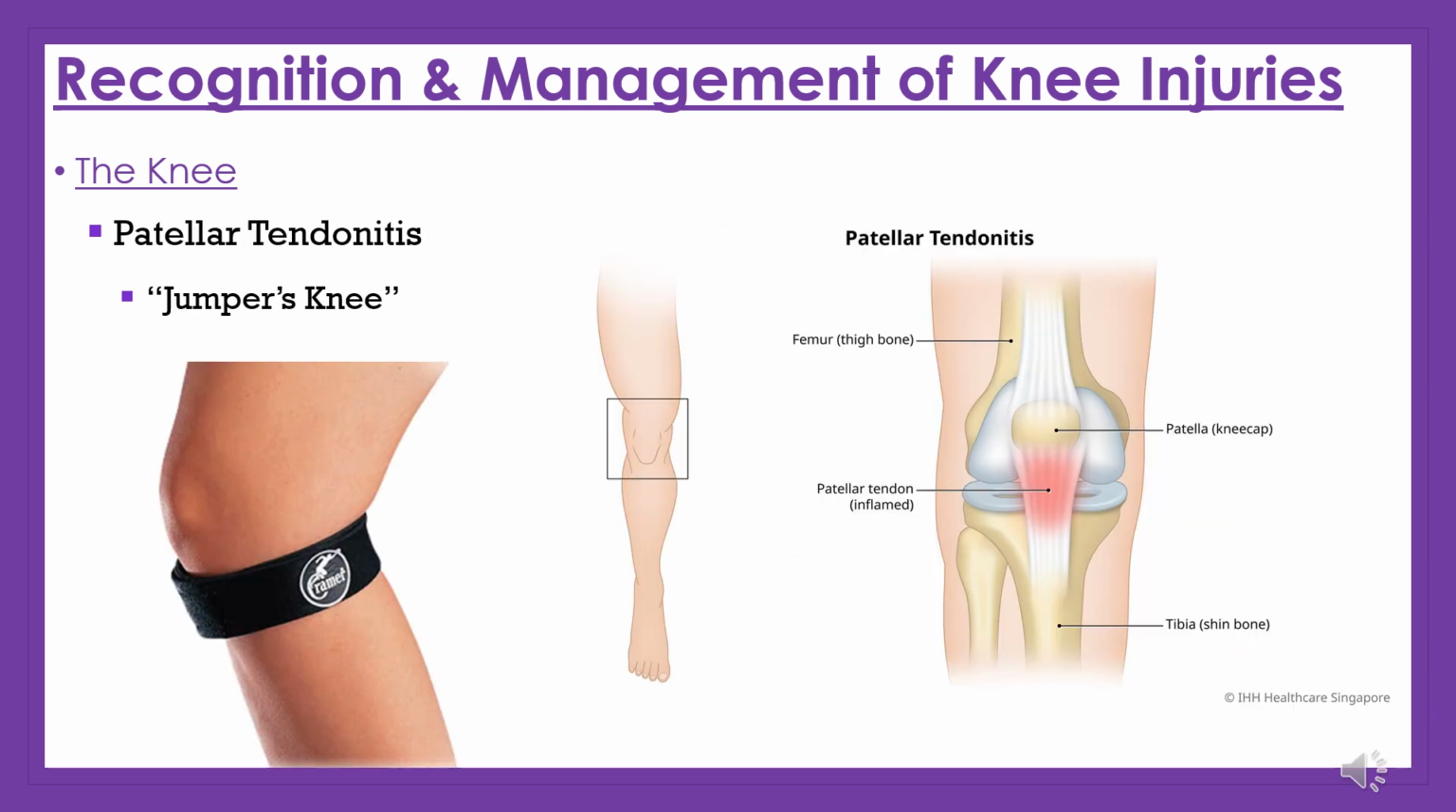Jumper's knee, so patellar tendonitis. It's an extremely common condition, especially in jumping sports, so basketball and volleyball. You're going to see a lot of this. You also see a lot of it in youth athletes. As they grow, their tendons basically just can't keep up, and they develop patellar tendonitis, more commonly called Osgood-Schlatter when it's in somebody who's growing.